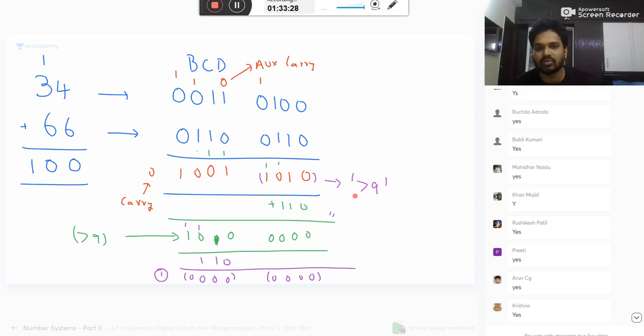After doing the addition, is it greater than 9? Yes, add 6. After that, check again. You should check two things. If it is greater than 9, add 6, and you should check the carry also. Here also 6, here also 6. If any one of them is true, add 6.